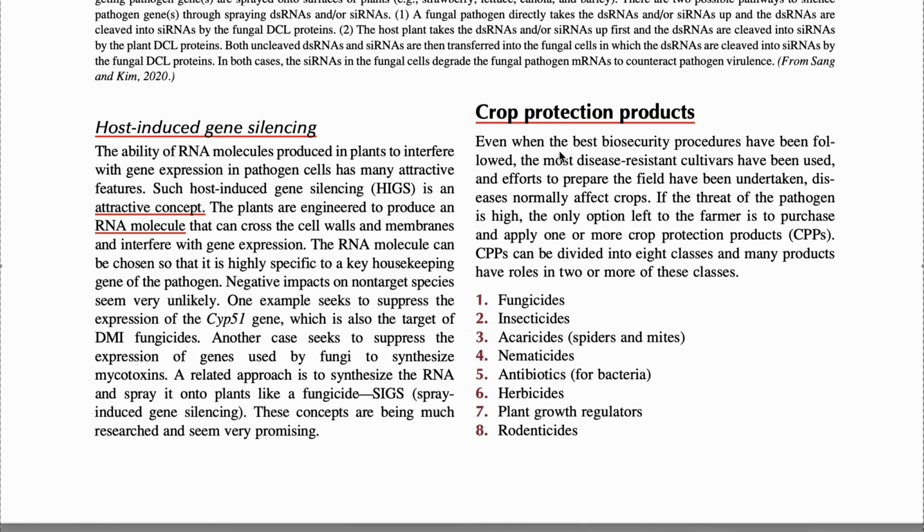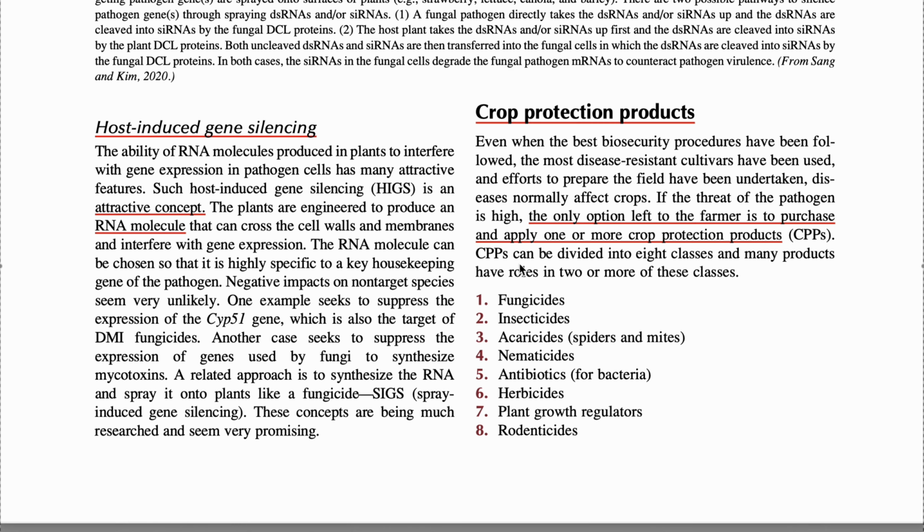Even when the best biosecurity procedures have been followed, the most disease resistant cultivars have been used and efforts to prepare the field have been undertaken, diseases normally affect crops. If the threat of the pathogen is high, the only option left to the farmer is to purchase and apply one or more crop protection products.